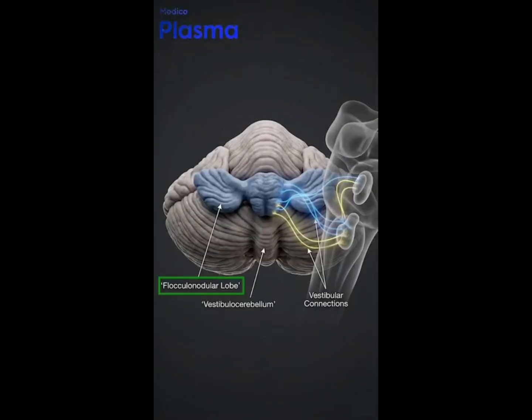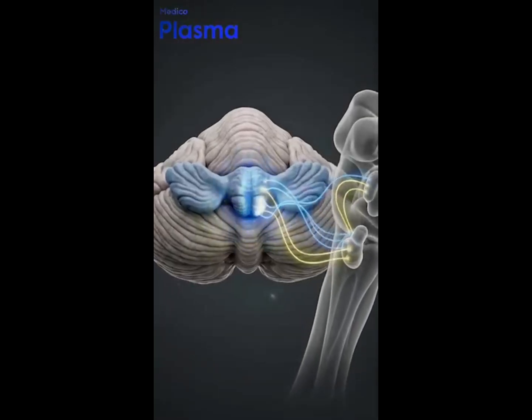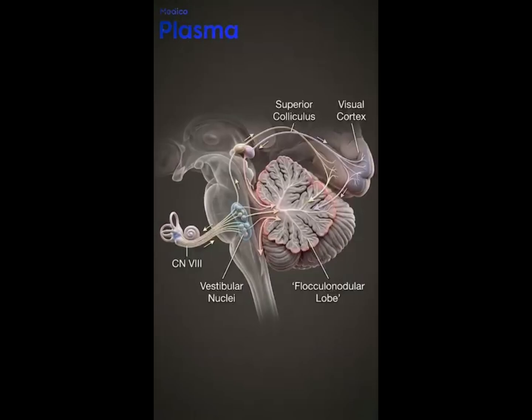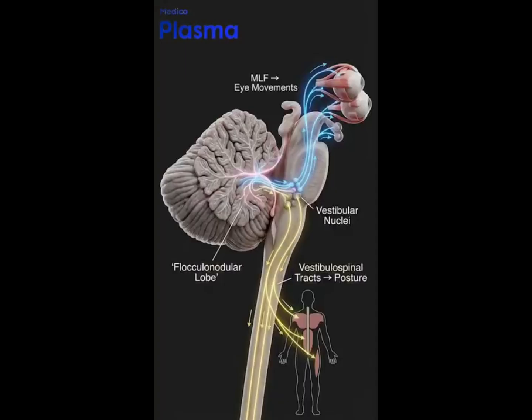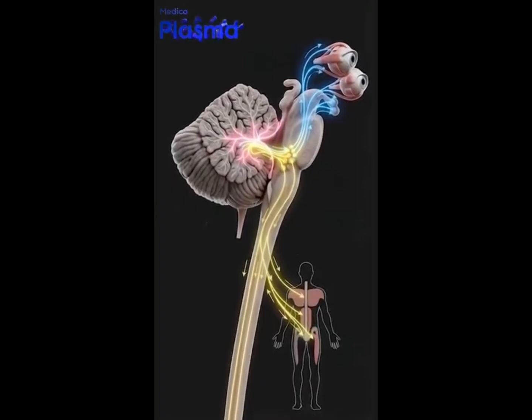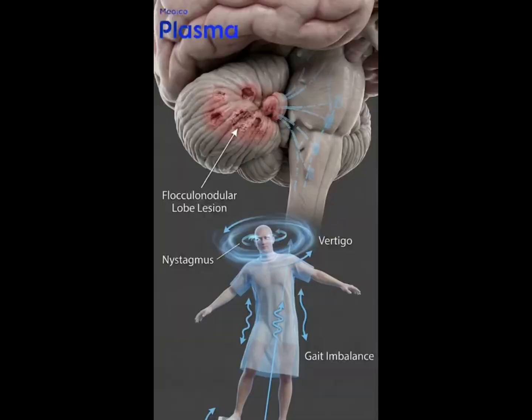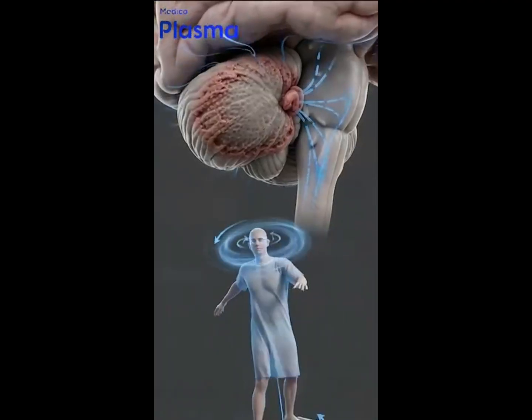The flocculonodular lobe forms the vestibulocerebellum. It receives input from the vestibular apparatus via CN8, vestibular nuclei, superior colliculus, and visual cortex. Its output targets the vestibular nuclei, which control eye movements via the medial longitudinal fasciculus and posture via vestibulospinal tracts. Damage causes nystagmus, vertigo, and gait imbalance.